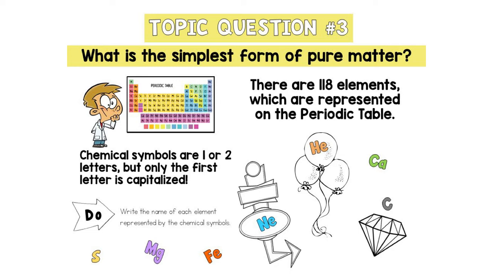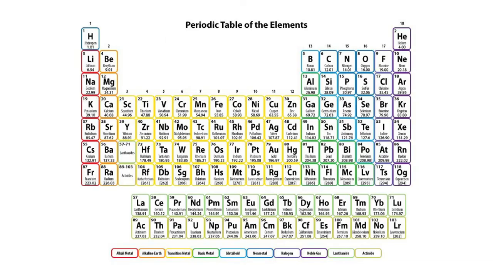Chemical symbols on the periodic table are always one or two letters. However, only the first letter will be capitalized. So, for example, S is capital. In Mg, M is capitalized, but g is not. If you look on the periodic table, S is sulfur, and capital M lowercase g is magnesium.